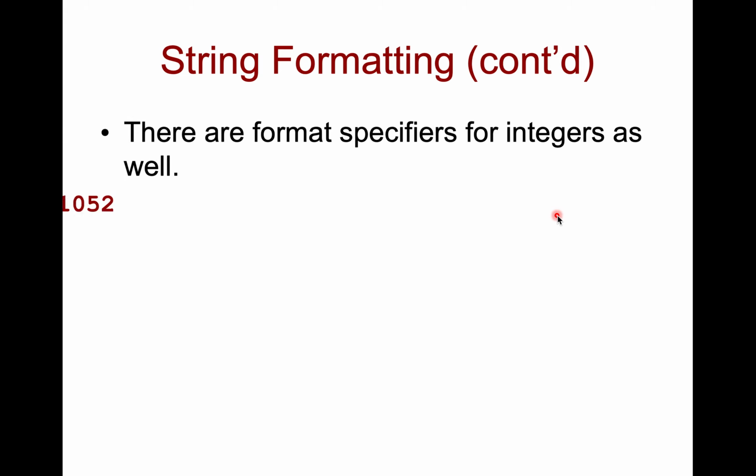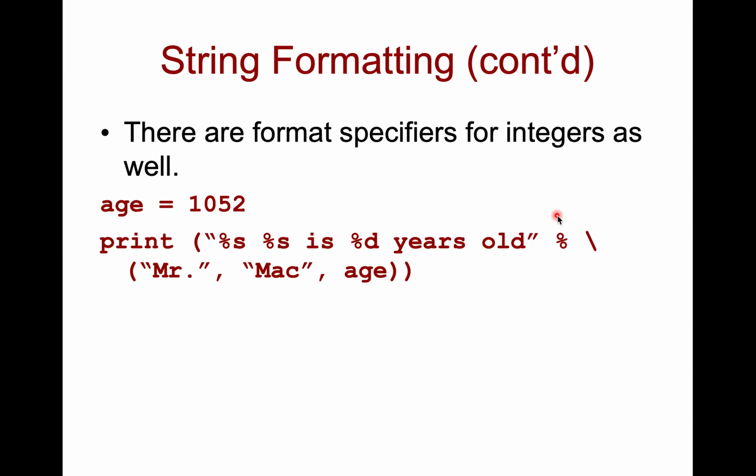And there are format specifiers for integers. So in this example, we have a variable age. It's set to 1052. And our output statement is %s is %d years old. The first %s is going to be replaced with Mr., the second one with Mac, and the %d will be replaced by whatever's stored in age. Can you pause the video for a second and predict what output will be produced when this line executes?